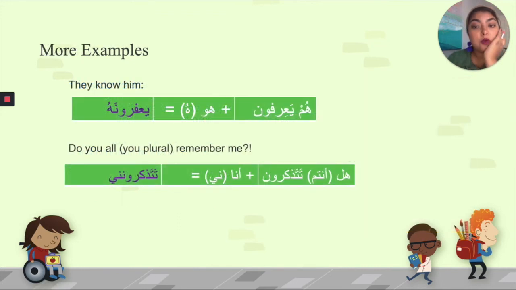So we take hum, يعرفونه. Pronounce the noon with a fatha and just add a hu to the end. So here's your verb يعرفون, they know. Who? Him. يعرفونه.